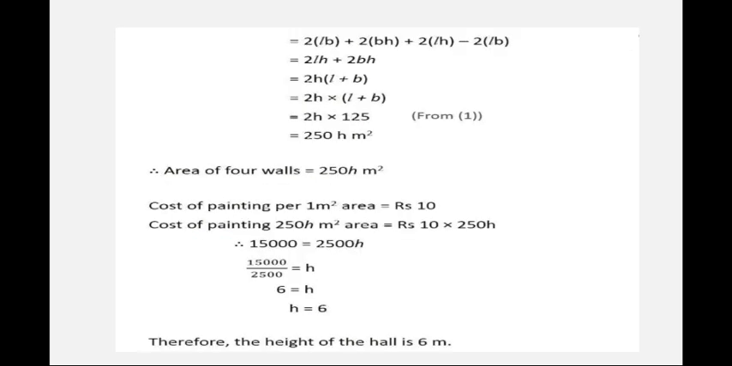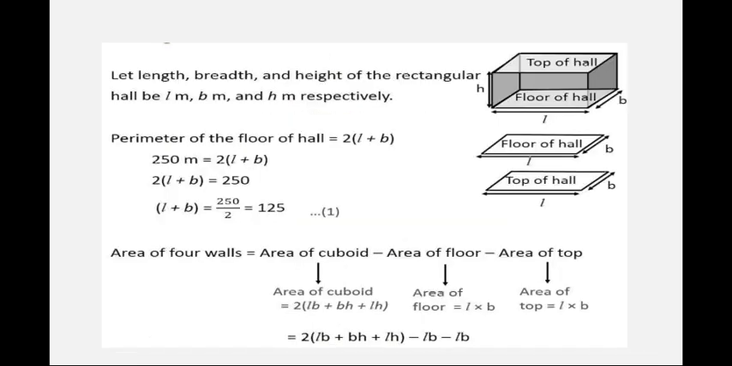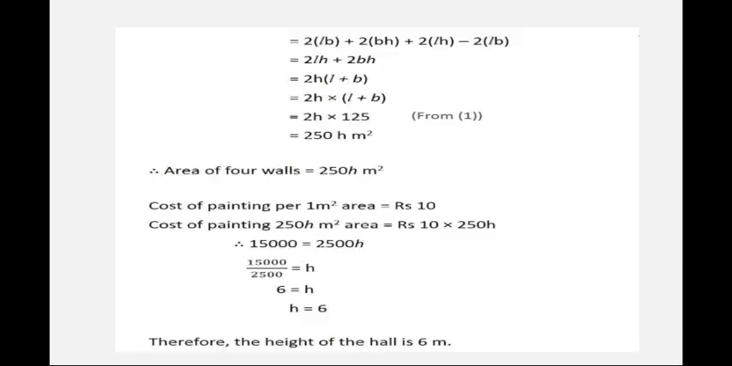Then in the next line you can put this formula. Now, as you can see, if you look at equation number 1, L into B is given as 125, L plus B is given as 125. So here in place of L plus B, you can put 125 in the next line. That's why the value becomes 250 H meter square. So the area of 4 walls is 250 H meter square.